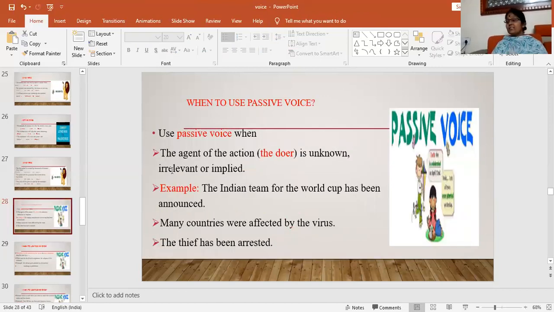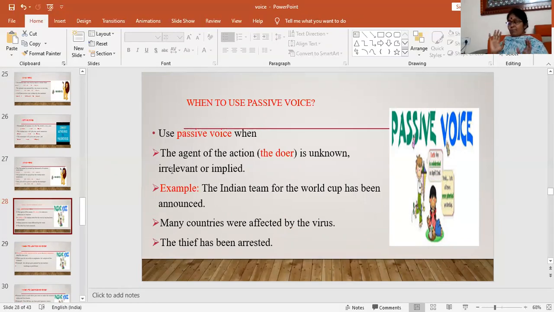Now, next we will learn, as you said, if we are going to use active voice more in writing and speaking, why should we have passive voice? When to use passive voice? Use passive voice when the agent of the action, that is the doer, is unknown, irrelevant or implied, right? For example, the Indian team for the World Cup has been announced.